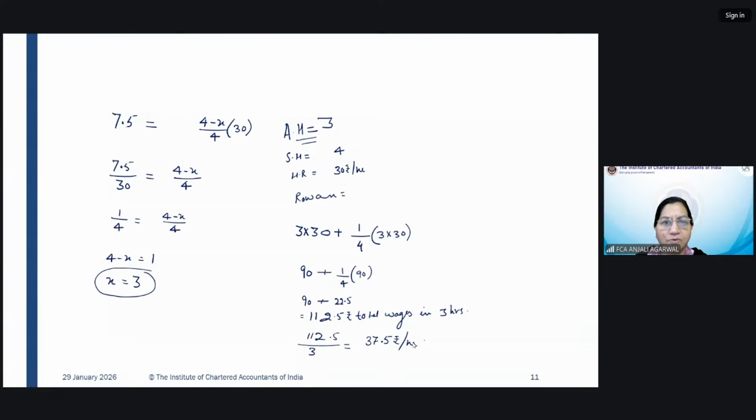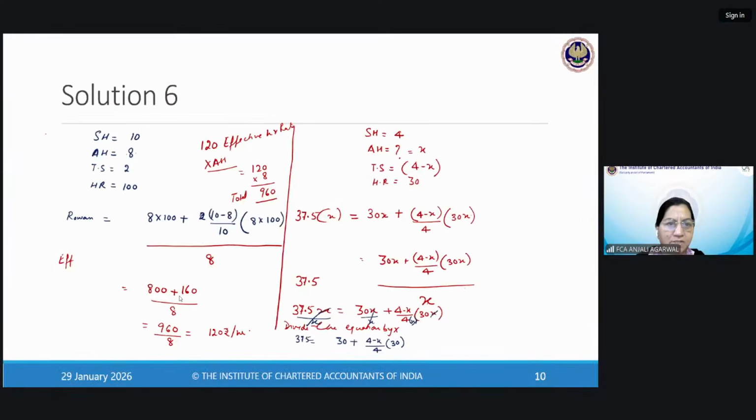Any doubts? Now I get it. Fine. Okay. Now the question is not solved. This was only a working note to find out how many actual hours, because it was missing in the question.